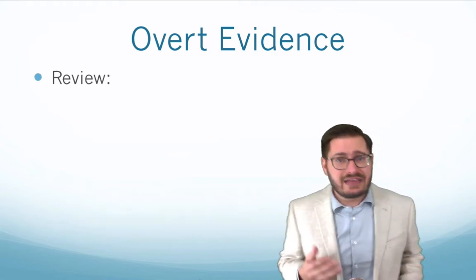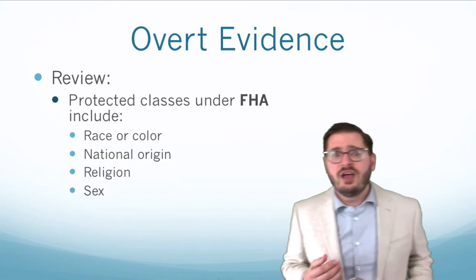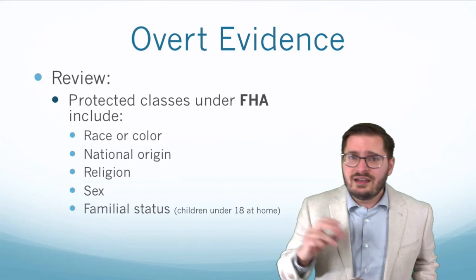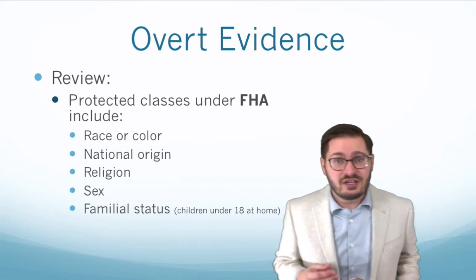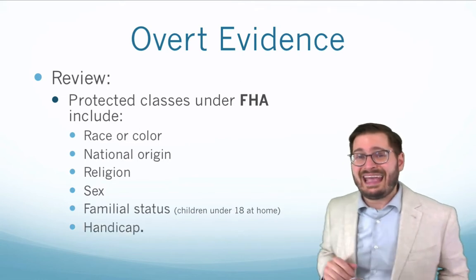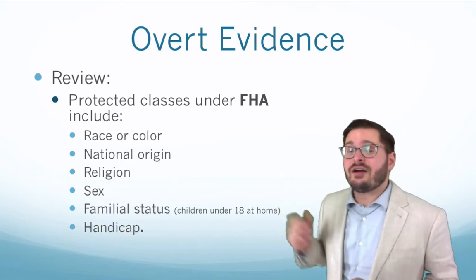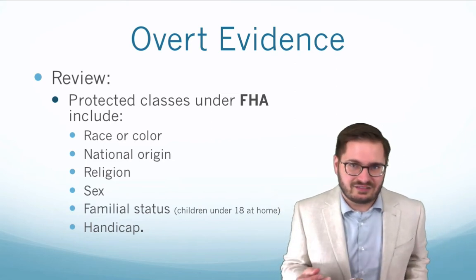Under the Fair Housing Act, the protected classes are very similar, but we have two different ones. The first one is familial status, defined as having children living in a house that are under 18 years of age, and the second is handicap. So these are the protected classes under the Fair Housing Act. All of these classes we cannot discriminate against.